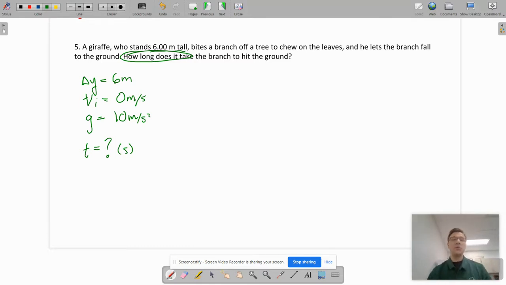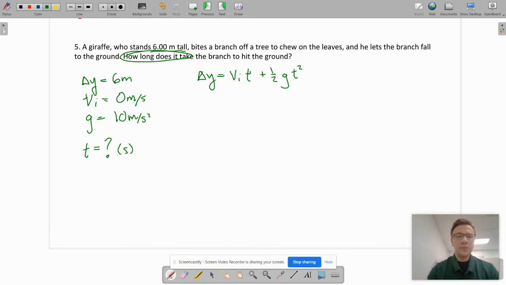So let's go through and figure out which equation we need to use. Does this problem involve a change in position? Yes, it gave us 6 meters of vertical change in position. So we eliminate the first equation. Second question, does this involve time? The answer is yes. We have to solve for it. So we're going to use the 1/2 at squared equation again. So delta y is equal to the initial velocity times the time plus 1/2 times gt squared.